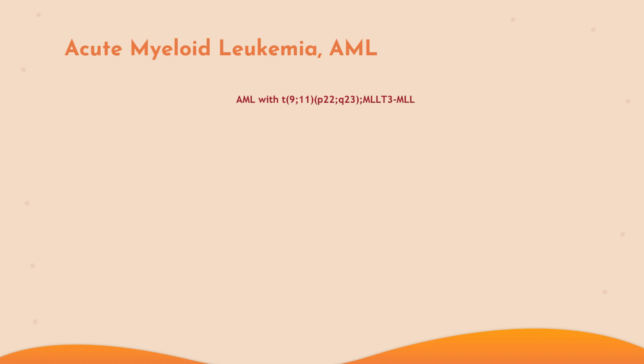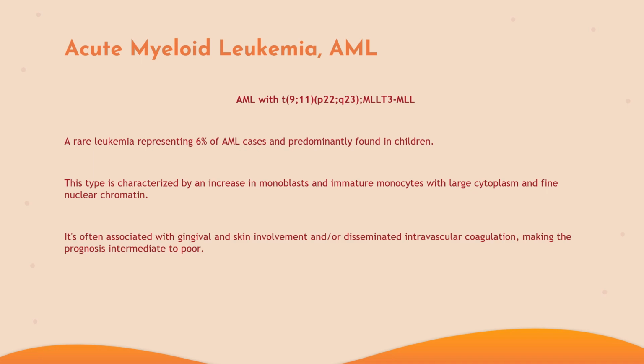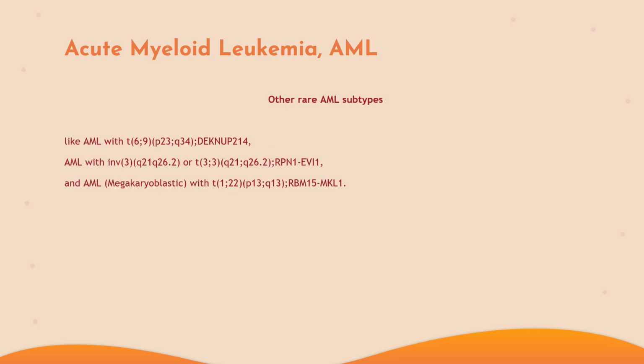Let's talk about AML with t(9;11)(p22;q23), MLLT3-MLL, a rare leukemia representing 6% of AML cases and predominantly found in children. This type is characterized by an increase in monoblasts and immature monocytes with large cytoplasm and fine nuclear chromatin. It's often associated with gingival and skin involvement and/or disseminated intravascular coagulation, making the prognosis intermediate to poor. Lastly, there are some other rare AML subtypes. While these are part of the 2008 WHO classification, we won't dive into details in this video due to time constraints.